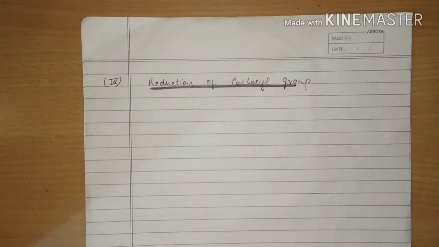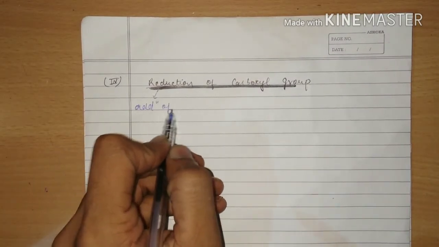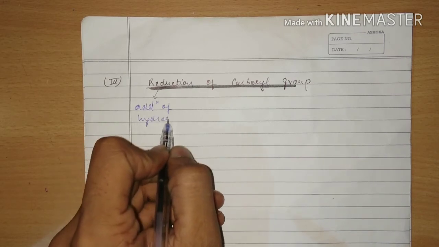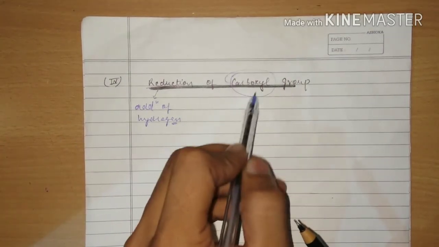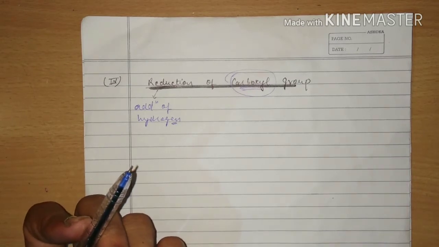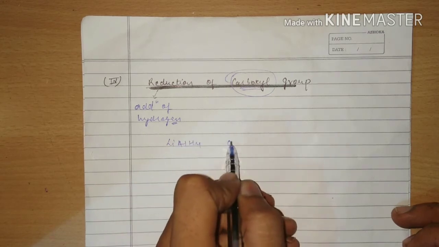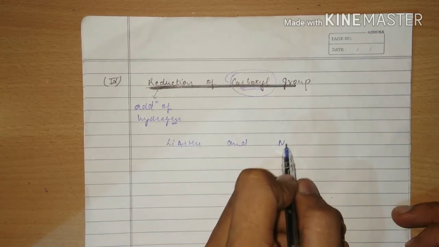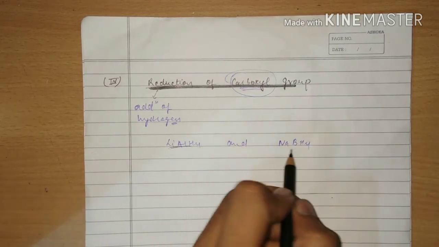So this can be used for preparation of alcohols. Basically, reduction means addition of hydrogen. So we will be adding hydrogen to carbonyl groups. For doing this, we will be using some reducing agents. We will be using LiAlH4 and NaBH4. We will be using these two reducing agents.